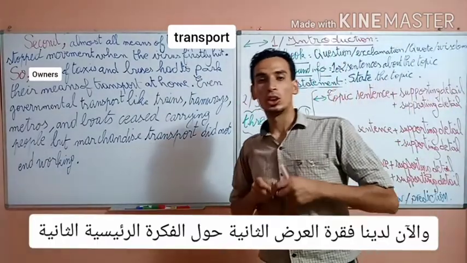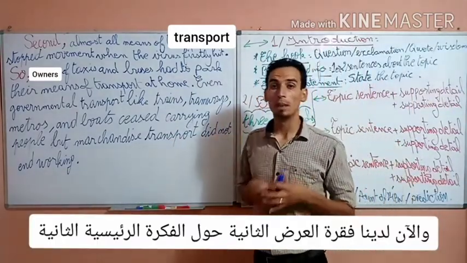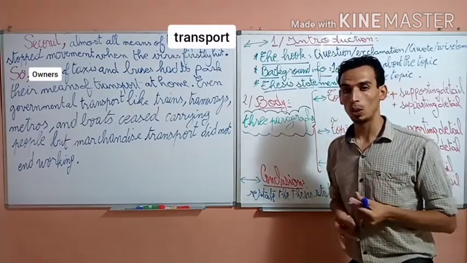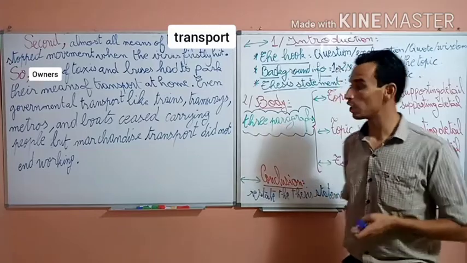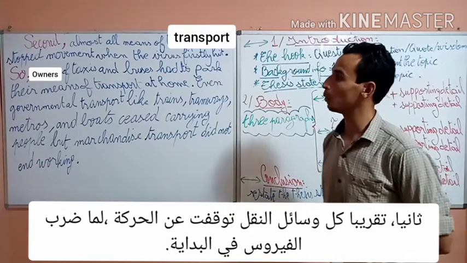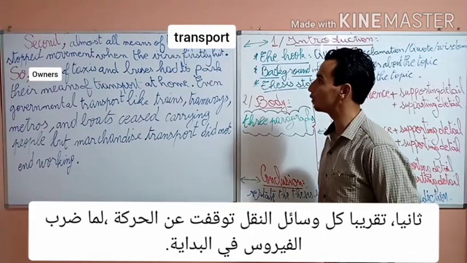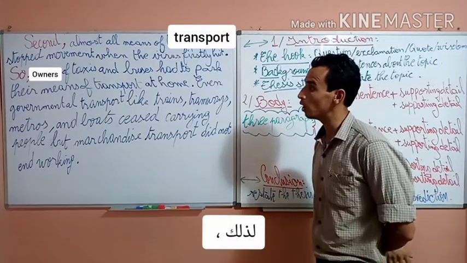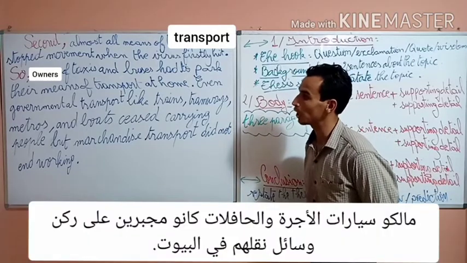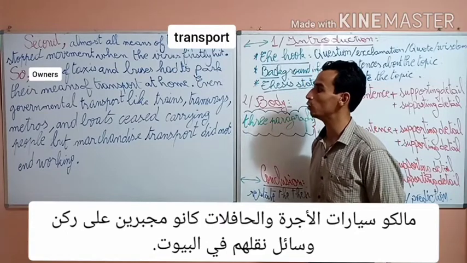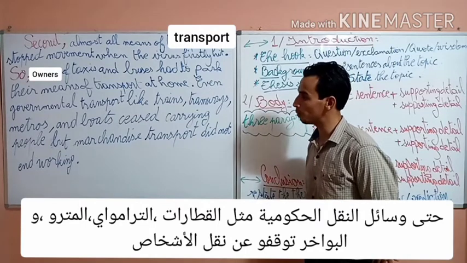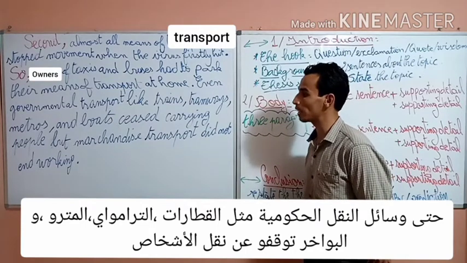So now we have a second body paragraph about second main idea, which is about transportation. Second, almost all means of transport stopped movement when the virus firstly hit. So, owners of taxis and buses had to park their means of transport at home. Even governmental transport like trains, tramways, metros, and boats ceased carrying people.